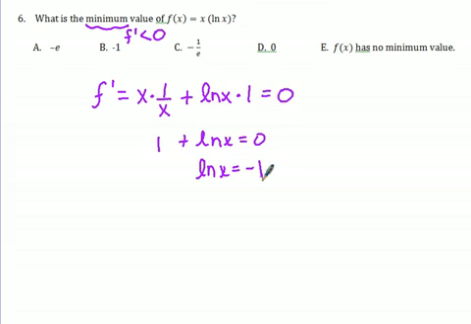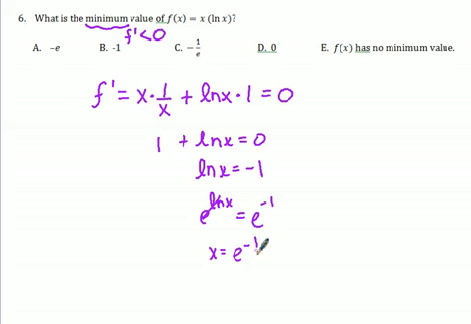ln x equals -1. And then remember, to solve a logarithmic equation, we're going to make both sides an exponent on the base, which in this case is e. So e to the ln x equals e to the -1. The e and the ln cancel out, and I have x equals e to the -1.